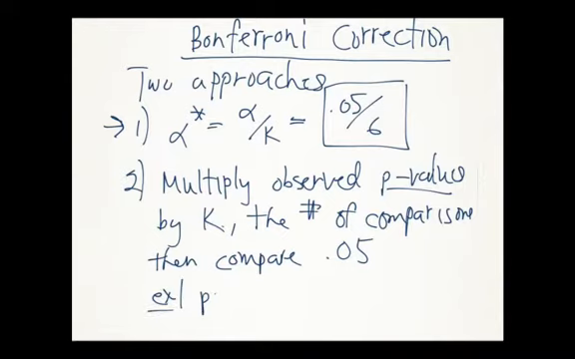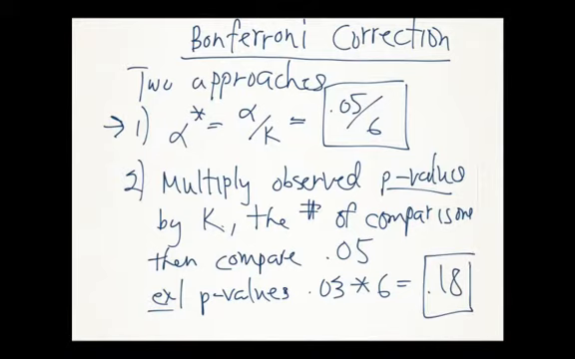if we had a p-value of 0.03, then we would need to multiply that by 6, and that would give us our adjusted p-value of 0.18, which is no longer significant when compared to 0.05. Okay, so that is what we call the Bonferroni correction for multiple comparisons.